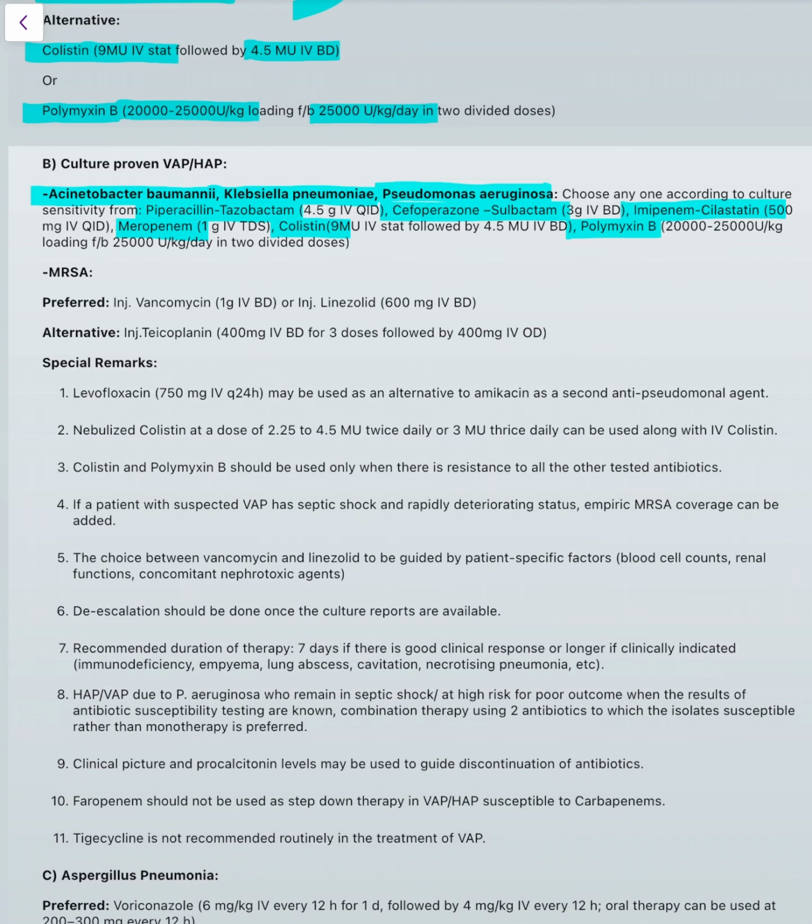Now if MRSA is there, then we have to give injection vancomycin 1 gram IV 2 times a day, or injection linezolid 600 mg IV 2 times a day. Alternative to that is injection teicoplanin, the dose is 400 mg IV 2 times a day for 3 doses followed by 400 mg IV once. This is for MRSA.